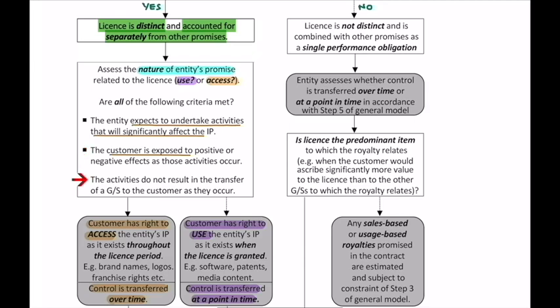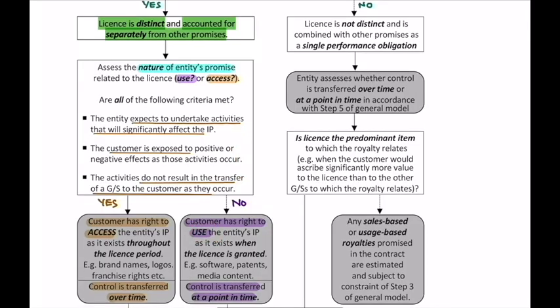Number 3, the activities do not result in the transfer of goods and services to the customer as they occur. The entity undertakes the activity to maintain the brand name, not to provide a service to the customer. When these 3 criteria are met, this represents the customer's right to access. If one of these criteria is not met, that means the customer has the right to use the intellectual property. If the customer's right is to use the intellectual property, revenue should be recognized at a point in time. If the right is to access the intellectual property, we should recognize revenue over time. Is to use, at a point in time.